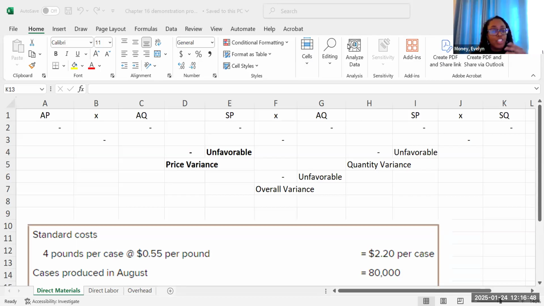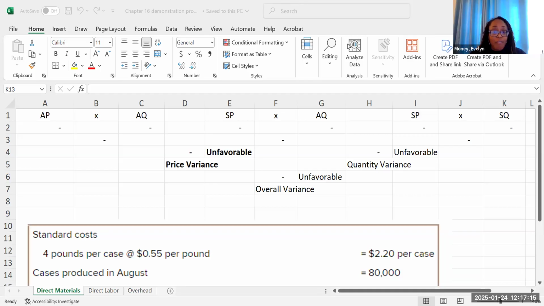Now, the terminology changes a little bit when we're talking about labor versus material versus overhead, but it's still the same concept. Either we've spent too much money or we've used too much of our product or our raw materials, or either we've spent too much money or our employees worked too long, something of that nature. So we get to break down the variance to determine why we overspent or why we underspent.